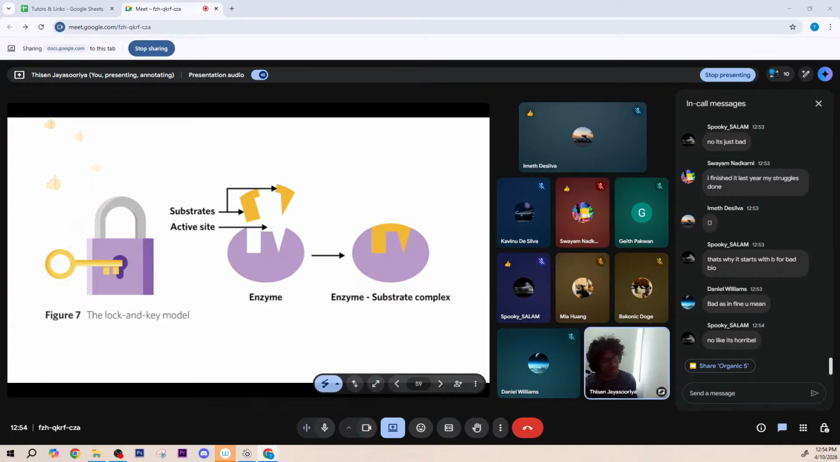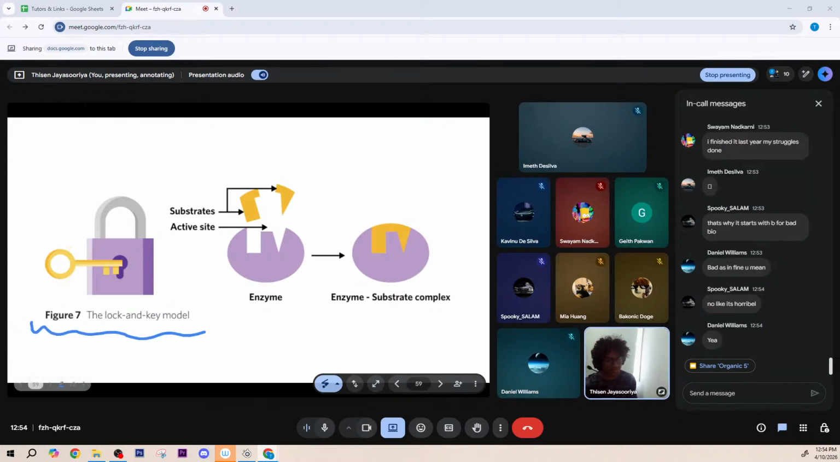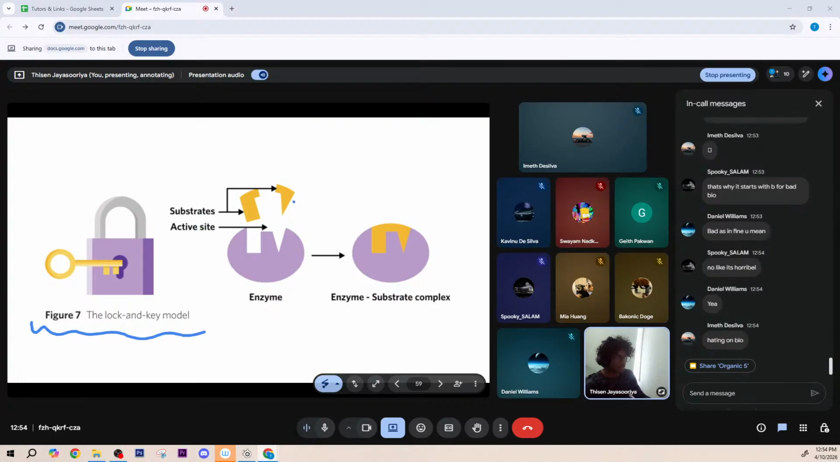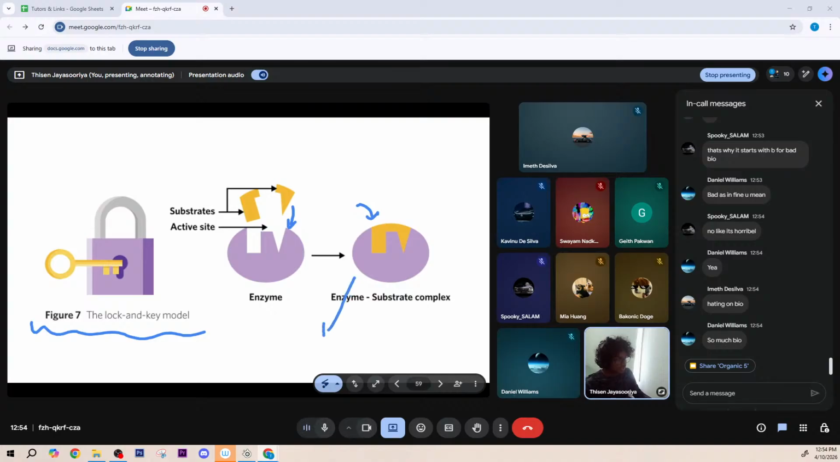Now, we do use this lock and key model. So if they ever say use the lock and key model to explain it, yeah? Essentially, what we do is that we draw the substrates joining onto the enzyme. And then afterwards, what we can show is that the enzyme is left untouched. And now we have this new little molecule.